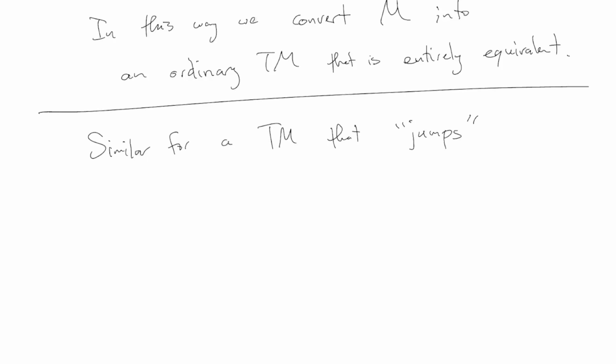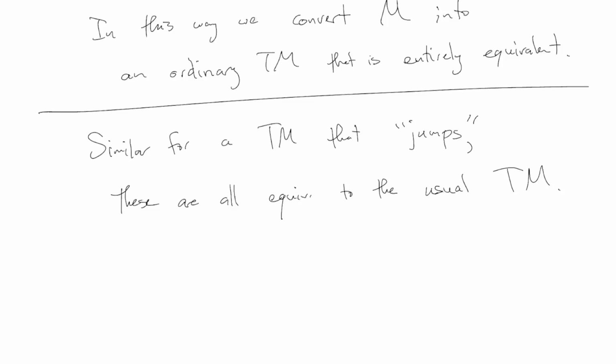So a Turing machine that jumps, these are all equivalent to the usual Turing machine, the ordinary one. And by equivalent, I mean you can simulate them using an ordinary Turing machine. So they don't actually give you a theoretically more complicated machine. These are variations in terms of how the head moves.